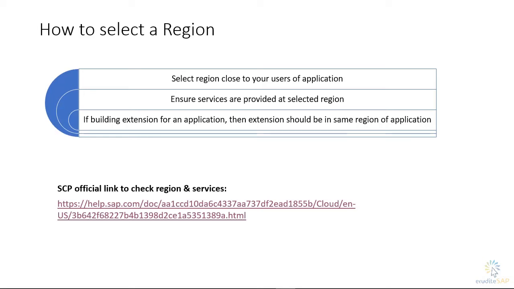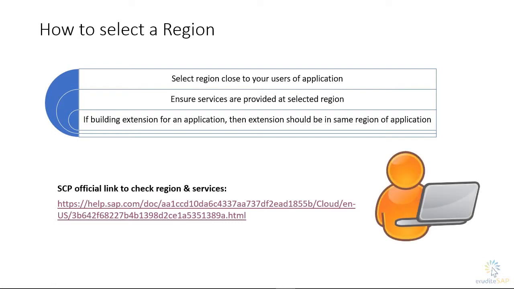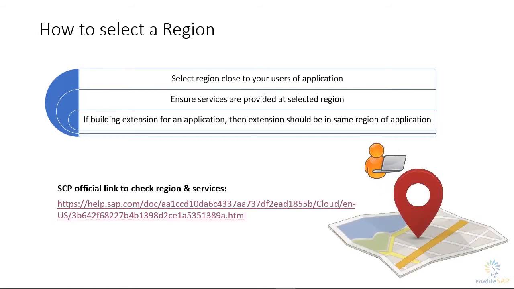When deciding on the location of a region, select a region that is close to your users of the application. However, the selection of a region is also dependent on many other factors, like checking the availability of specific services in the individual regions. Ensure that you comply with security requirements such as country or industry specific data privacy regulations. Also consider the location of other cloud offerings you are using.